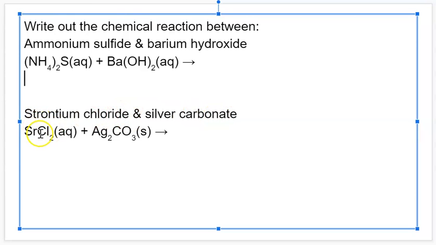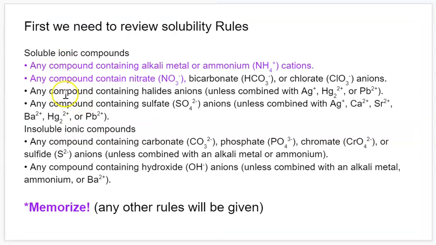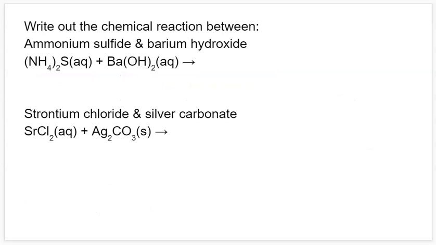All right, and then for the other one, strontium chloride plus silver carbonate. So strontium is an alkaline earth metal with a halide. Let's see here. What are my halide rules? Any compounds containing halide anions are soluble unless combined with silver, mercury, or lead. We're looking at strontium, which is an alkaline earth metal, so it's not one of the exceptions. So we know that the strontium chloride is going to be aqueous.